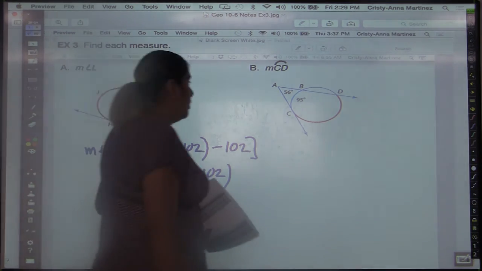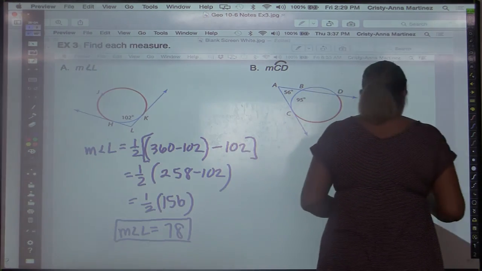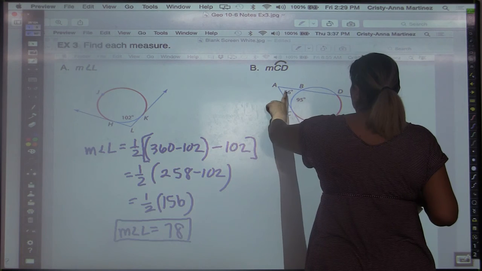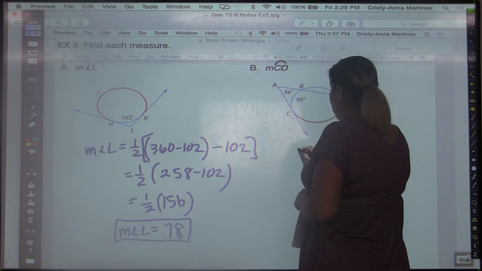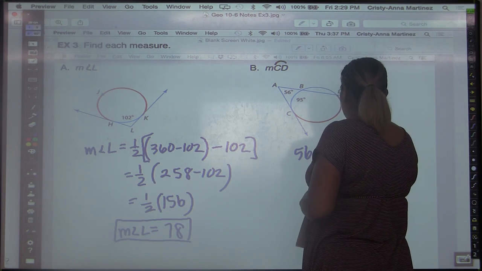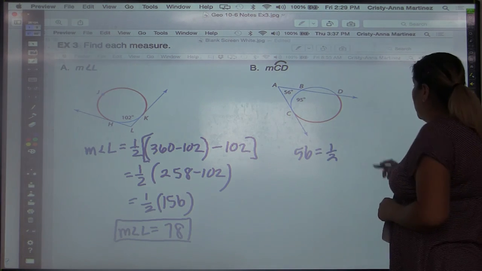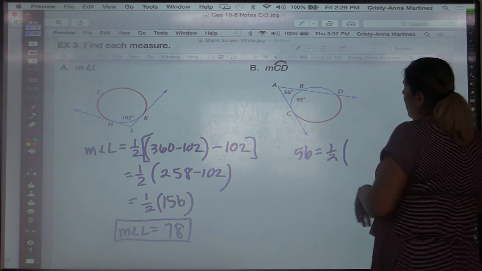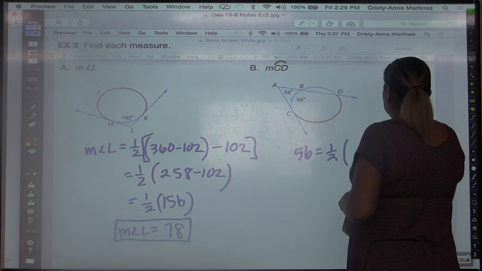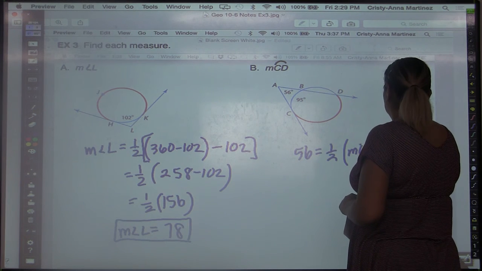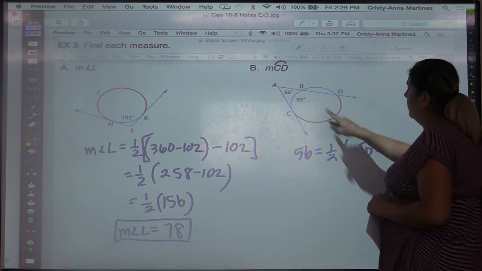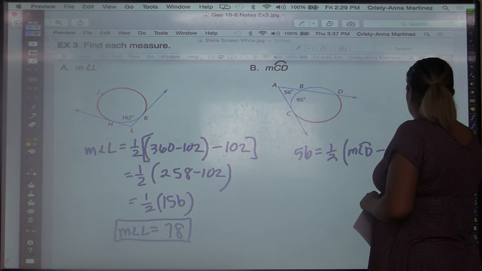All right, so in part B, they want us to find the measure of the arc, not the measure of the angle. So we know that the measure of the angle out here is 56. So we start by setting up 56 is equal to 1/2. And then we want to find the difference of the red arc, which is CD. So the measurement of CD minus the blue portion, which is 95.